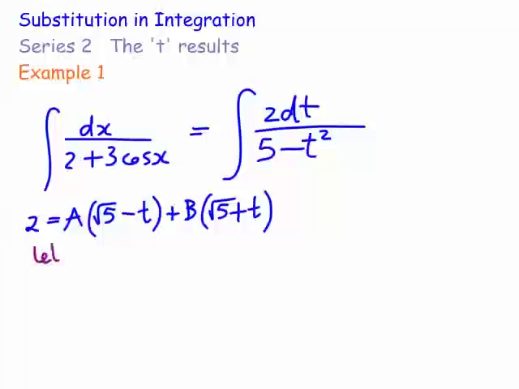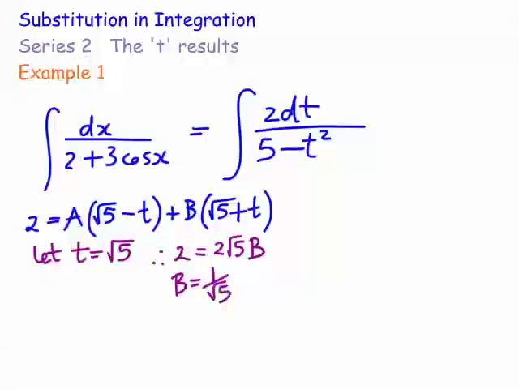So if we let t equal root 5, you can see here that that drops the A out, and we'll end up getting that 2 is equal to B times root 5 plus root 5, which is just 2 root 5. So B is equal to 1 over root 5. If you let t equal another nice value, minus root 5, you can see here that the B will drop out now, and then we'll end up getting 2 is equal to minus root 5 minus root 5, so it's going to be 2 root 5 lots of A again. So A is going to be equal to, again, 1 on root 5.